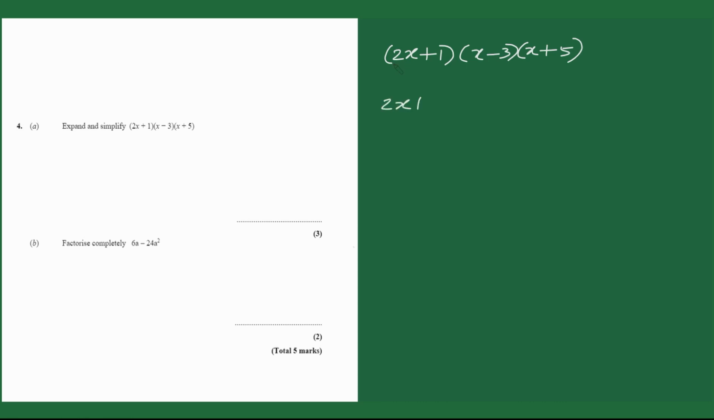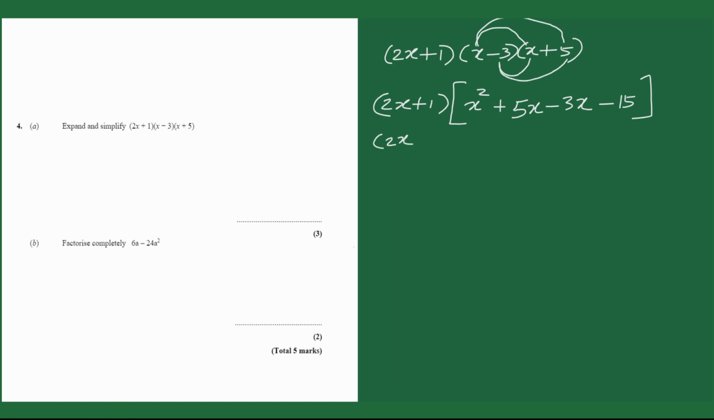So I'm going to keep the 2x plus 1 and I'm going to expand the other two brackets. So x times x is x squared plus 5x minus 3x minus 3 times 5 is 15. So what I did, I multiplied x times x and x times 5, then minus 3 times x and minus 3 times 5.